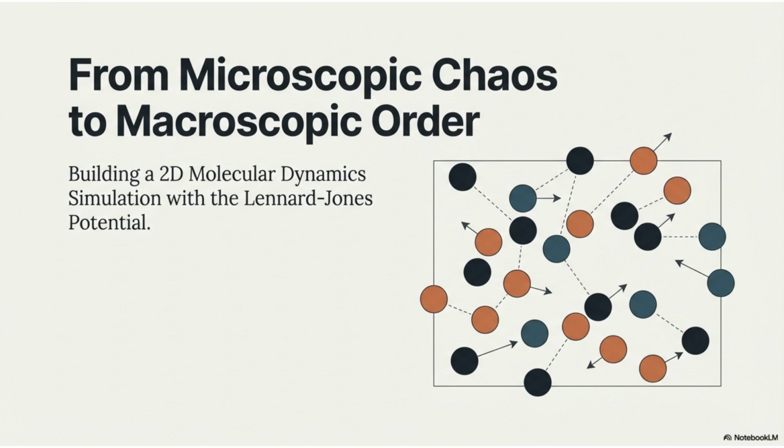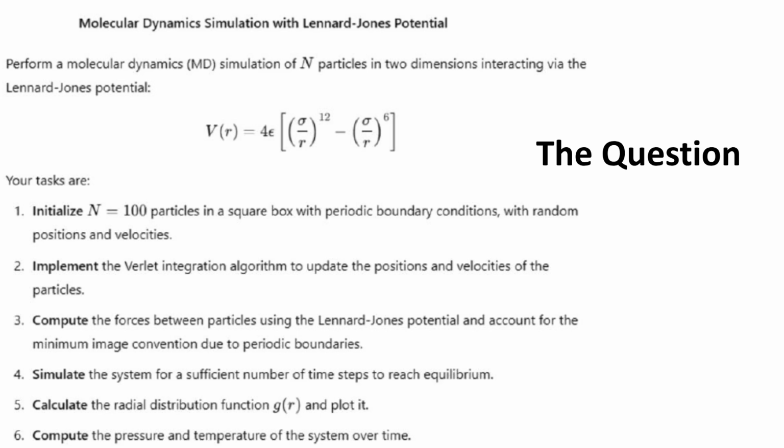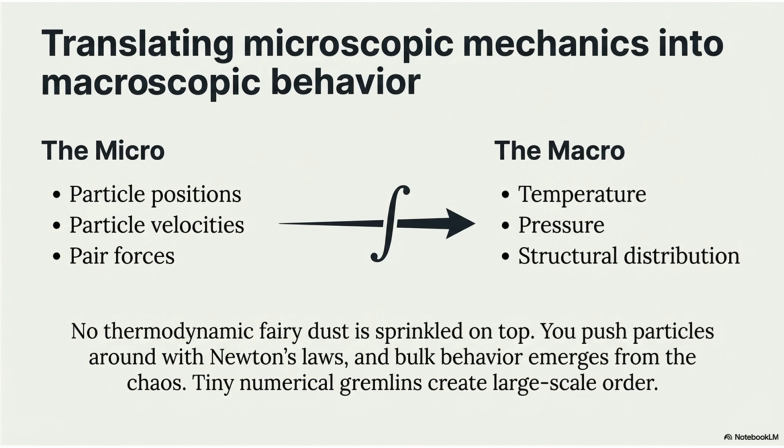This video explores how to move from microscopic chaos to macroscopic order by building a 2D molecular dynamics simulation using the Lennard-Jones potential. The core question is to simulate n particles in 2 dimensions, interacting via the Lennard-Jones potential. Our tasks include initialization, implementing the Verlet integration, computing forces, and calculating macroscopic properties like the radial distribution function, pressure, and temperature. We are translating microscopic mechanics into macroscopic behavior.